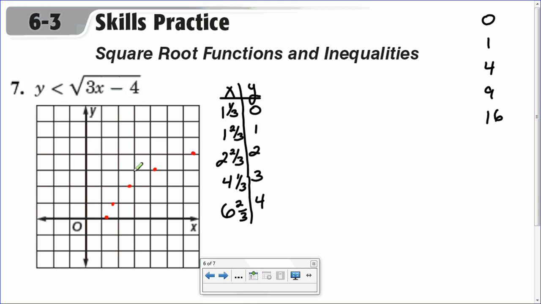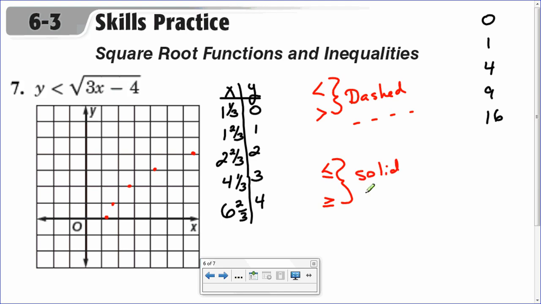Now that we've got our points, to graph it, I want you to remember these arrows right there. If it's either the less than symbol or the greater than symbol, you will be using a dashed line. If it's less than or equal or greater than or equal, on the other hand, you will be using a solid curve. All right. So this one being less than, I'll be using a dashed line, and I'm just going to try to dash these things. Carefully draw this.